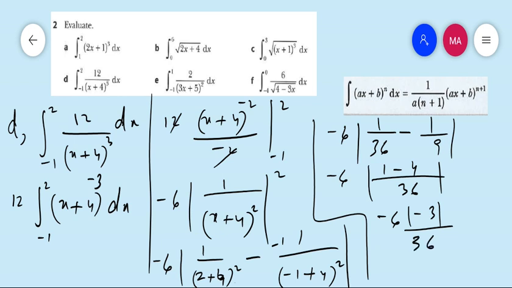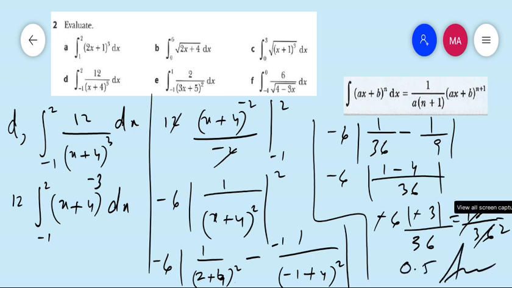upon 36, minus plus 6 3 is 18 upon 36. 18 2s are 36. 1 upon 2 is 0.5. This is the answer of part D. Move to part E.